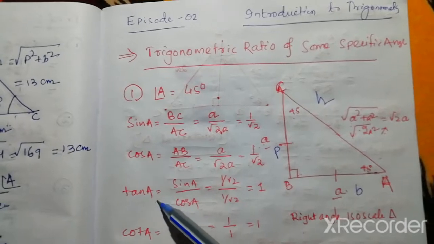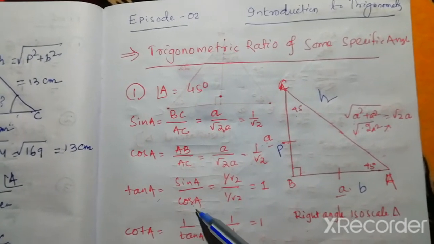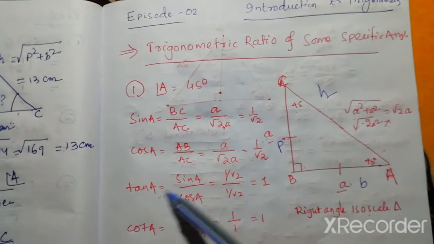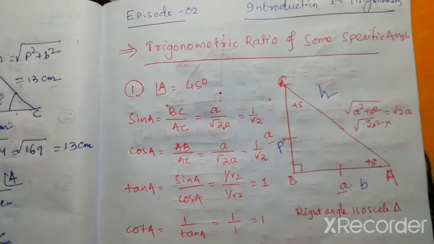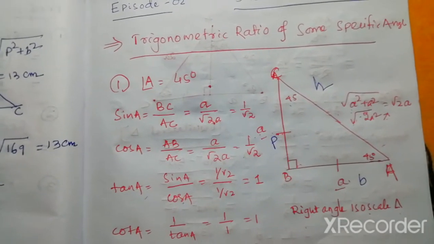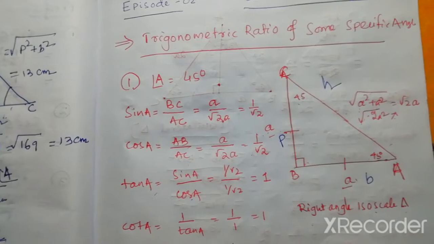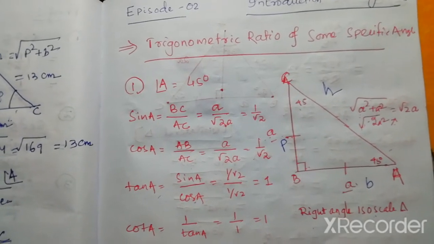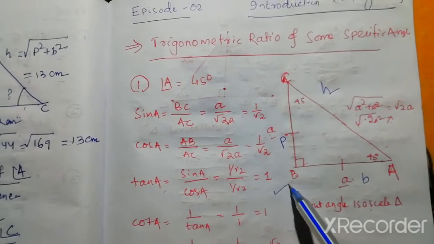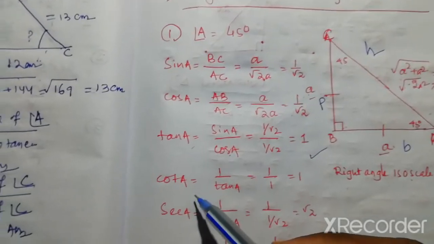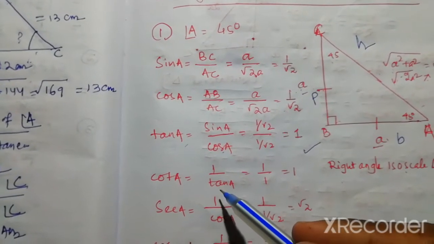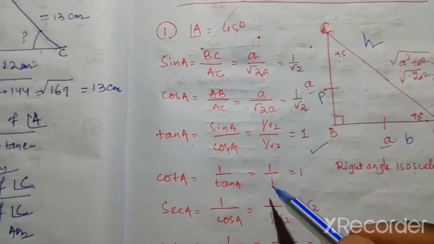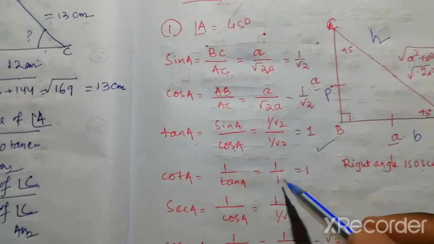Like that, tan A, you know is sin A by cos A. Just before, I told you the new formula, tan A is equal to sin A by cos A. So sin A is 1 by root 2, cos A is 1 by root 2. 1 by root 2 divided by 1 by root 2 cancels out and is equal to 1. Next, cot A. Cot A you know is 1 by tan A. Tan A you know is 1, so that is 1 by 1, that is 1.